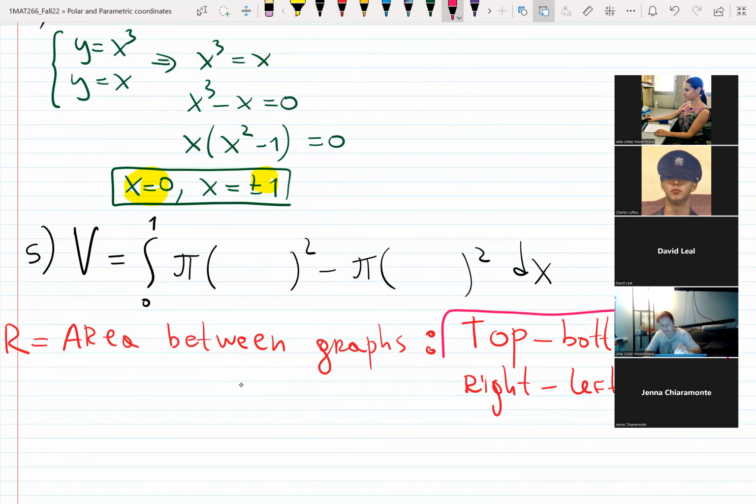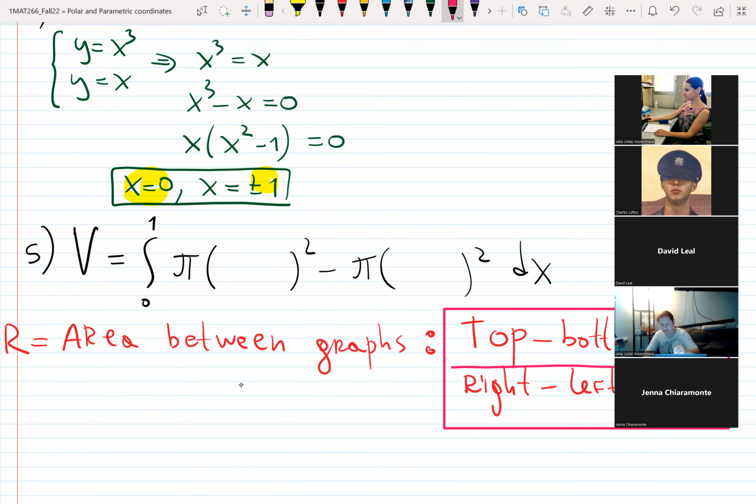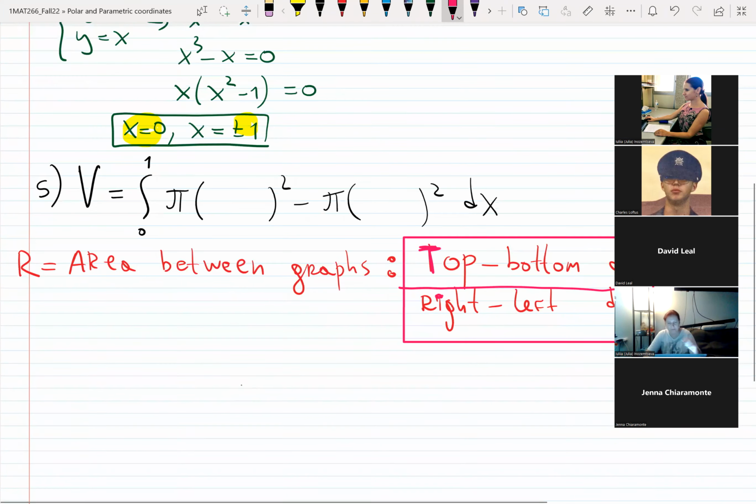So it's always bigger minus smaller. That's how you should remember it. Bigger minus smaller. Whatever is on the top is bigger, and whatever is on the right is bigger. That's how you see. Since we're working, so maybe let me put it in.